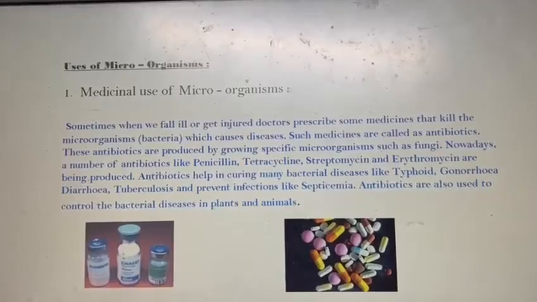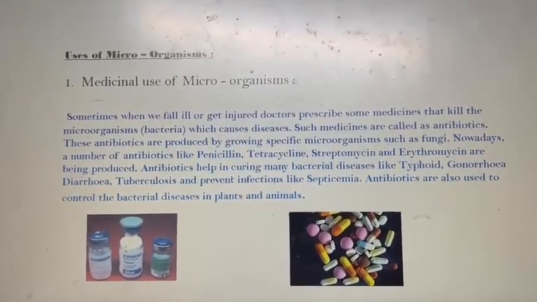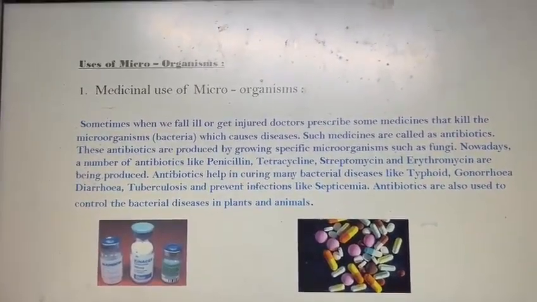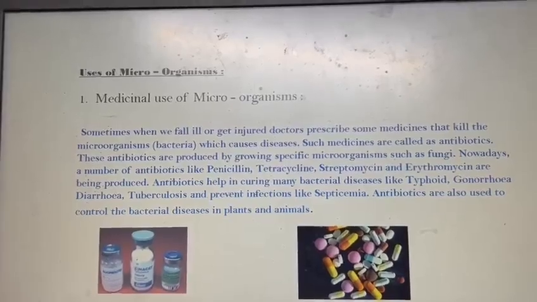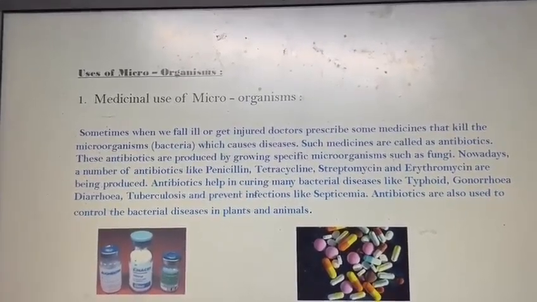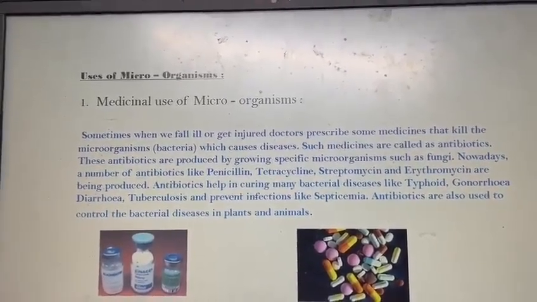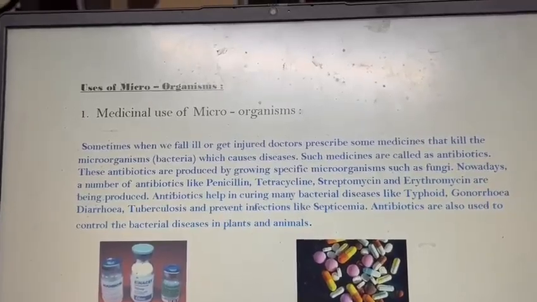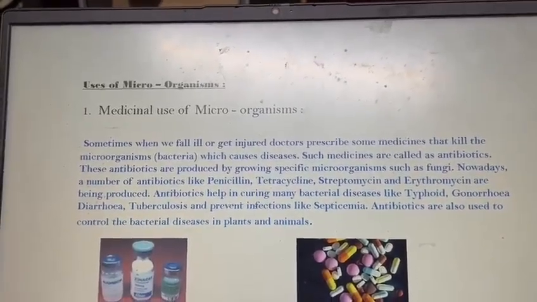Nowadays, a number of antibiotics like penicillin, tetracycline, streptomycin and erythromycin are being produced. Antibiotics help in curing many bacterial diseases like typhoid, gonorrhea, diarrhea, tuberculosis and infections. Antibiotics also control bacterial diseases in plants and animals.